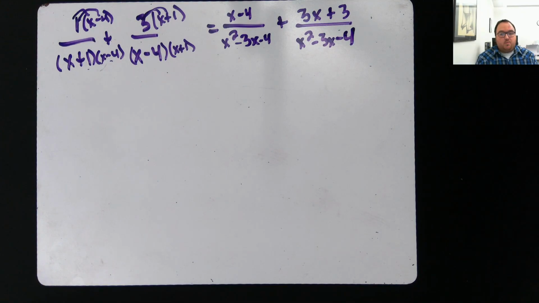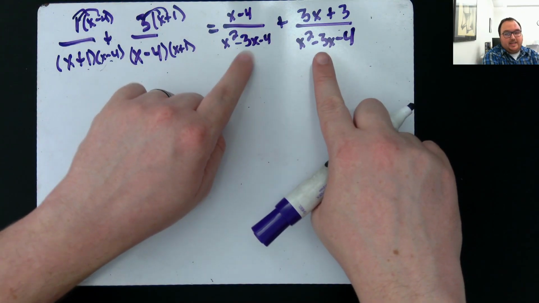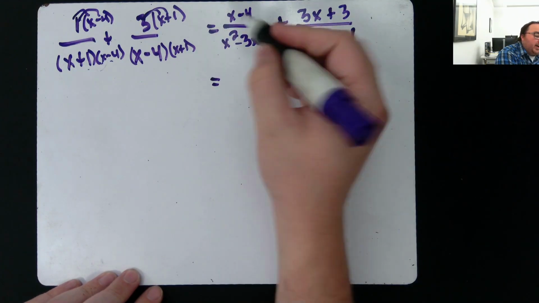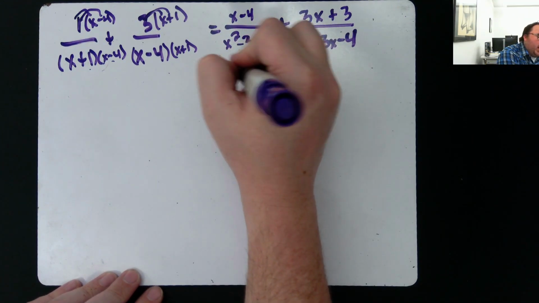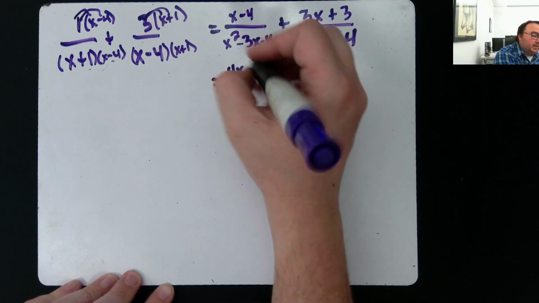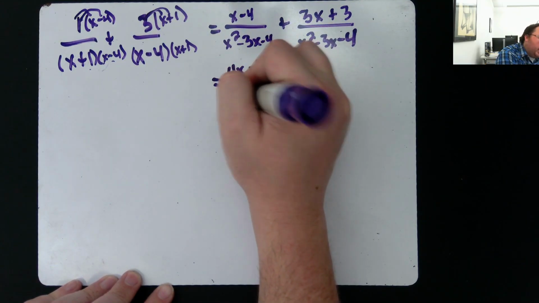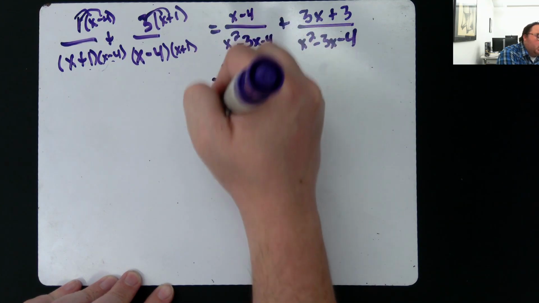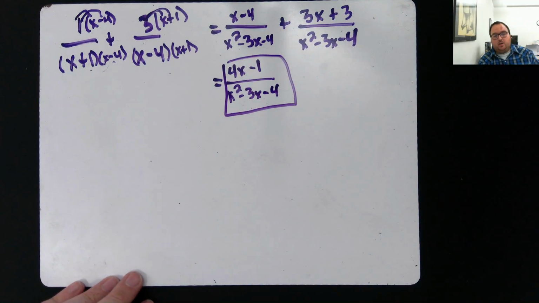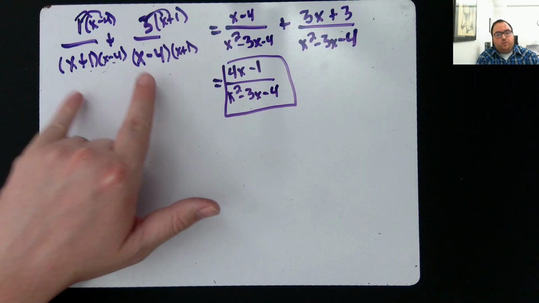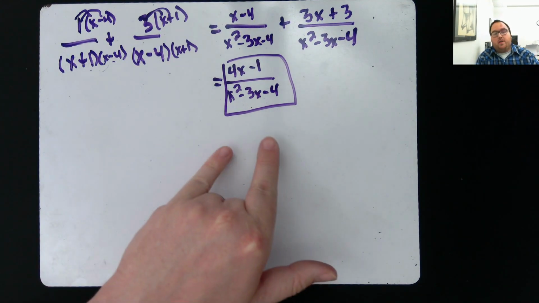So the reason this is helpful is because now they are the same things, which means I can just add across here. X plus 3x is 4x. Negative 4 plus 3 is negative 1, over x squared minus 3x minus 4. So here we go. This is how I would go from 2 fractions to 1.